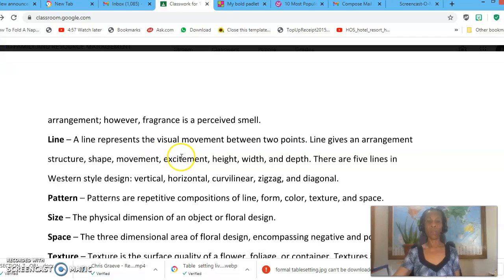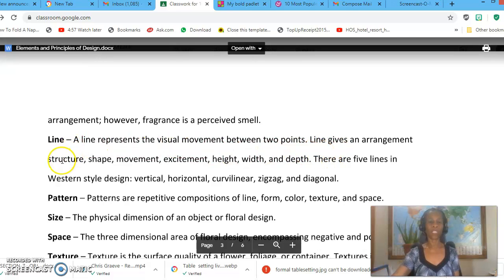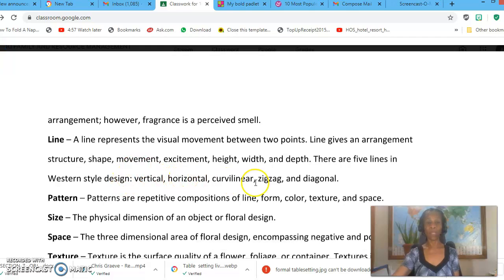Now line is the visual movement between two points. So from my head to my shoulder, right? The movement, so it's coming down. Alright, that's a line. A line gives an arrangement, structure, shape, movement, excitement, height, width, and depth.